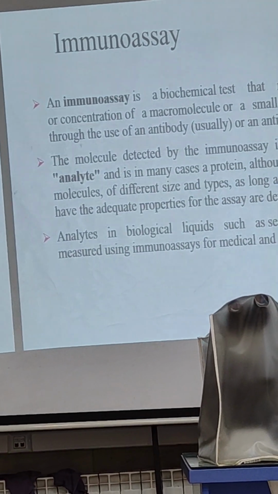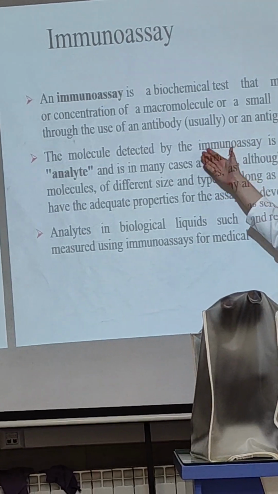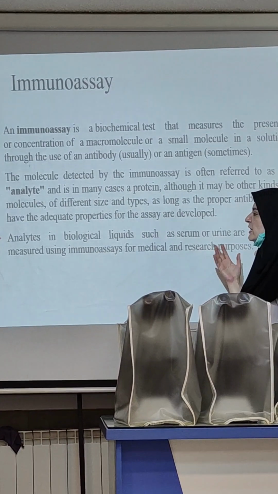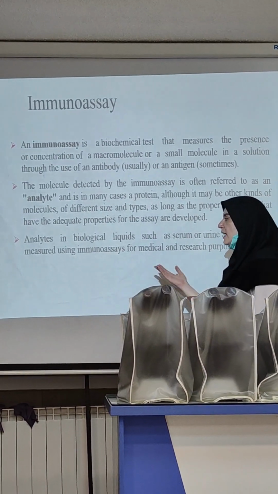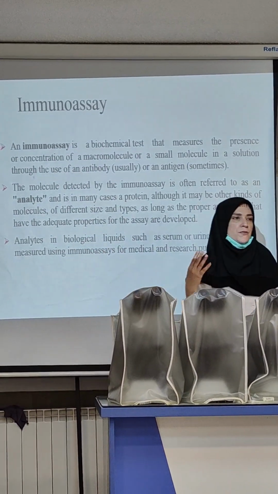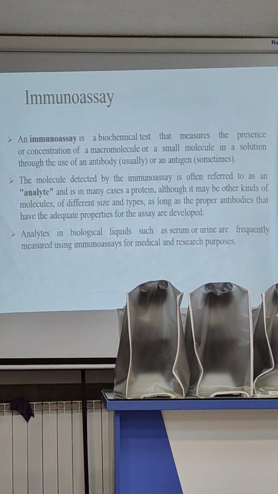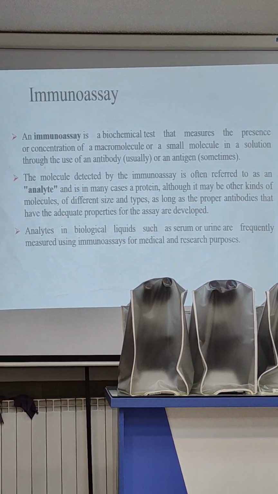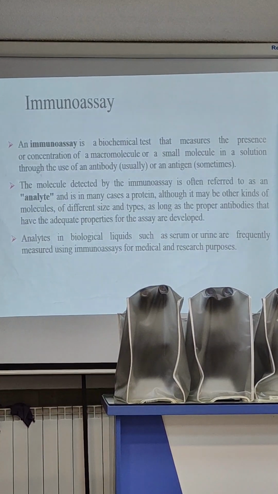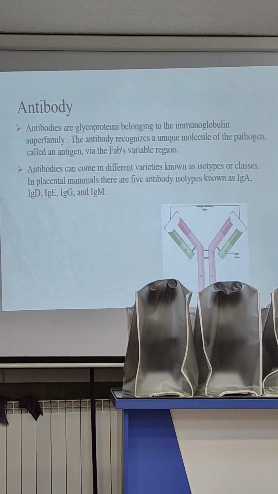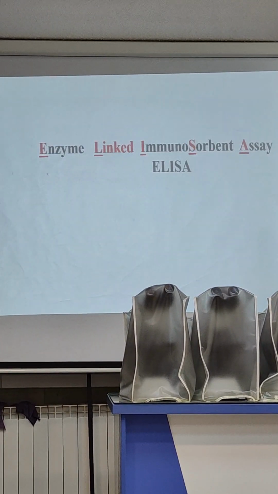In many cases, sometimes the analyte is a protein; it depends on the design of the procedure. The analyte can be present in any kind of sample: urine, semen, milk, serum, plasma. All these liquids can be regarded as a source of analyte. You are familiar with the structure of antibodies, so I skip this slide.